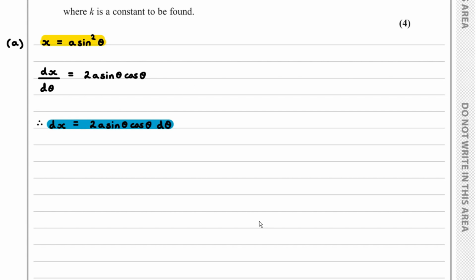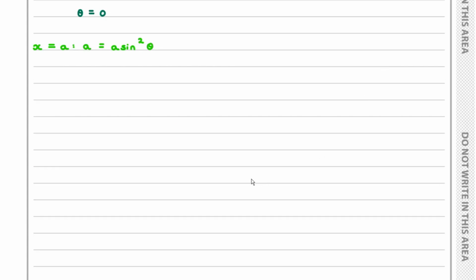Let's think about our original limits x equals 0 and x equals a. Well, when x equals 0, that means we have 0 equals a sine squared theta, meaning theta is 0. And when x equals a, we would have a equals a sine squared theta. So, the a's simplify on both sides to 1, so we have 1 equals sine squared theta, meaning sine theta is equal to 1, meaning theta is equal to pi over 2.